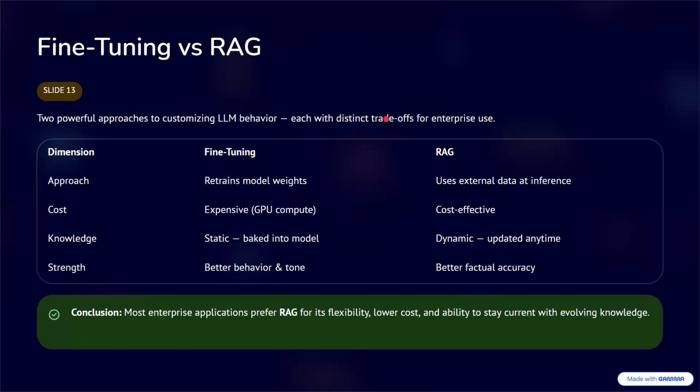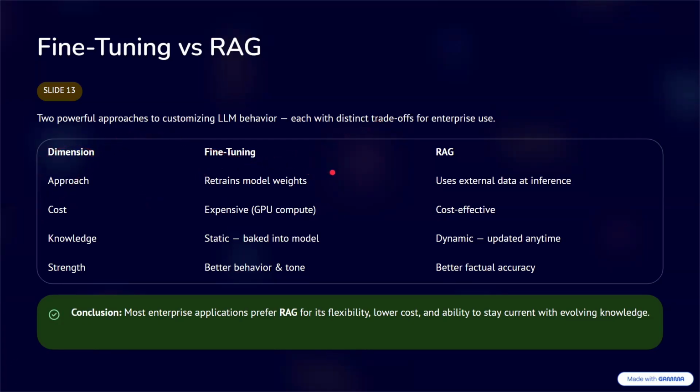So what is fine tuning? Beginners confuse fine tuning with RAG, but fine tuning changes the model itself by training it again with new data. It's expensive and time consuming. RAG, on the other hand, leaves the model unchanged and simply provides relevant external knowledge during inference. That is why most enterprise AI applications prefer RAG over fine tuning.